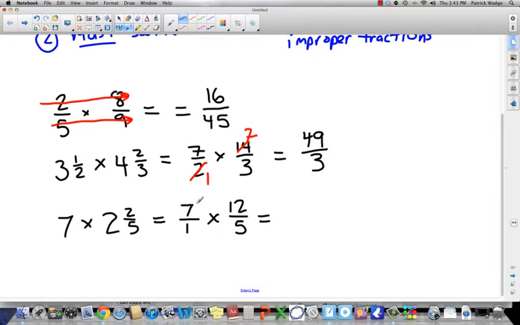Can we do any simplifying? Is there a number on the top and the bottom that you can simplify? No, there's not. So we're good to go here. 7 times 12 is 84. Just multiply the numerators together. 1 times 5 is 5.